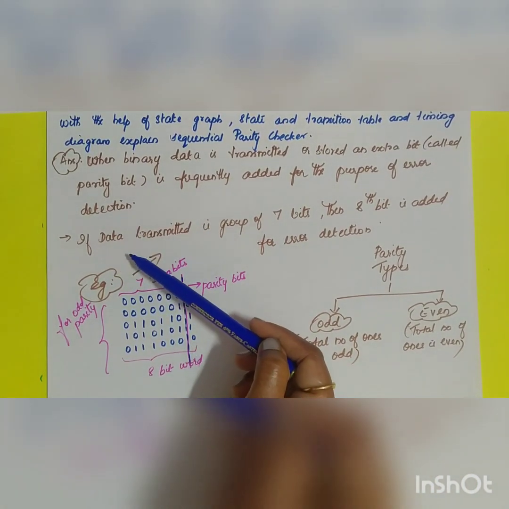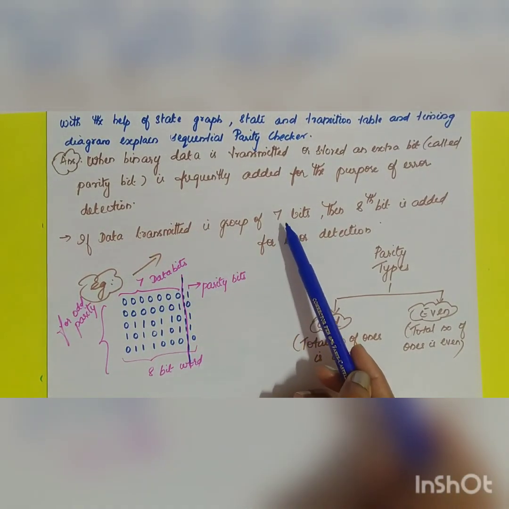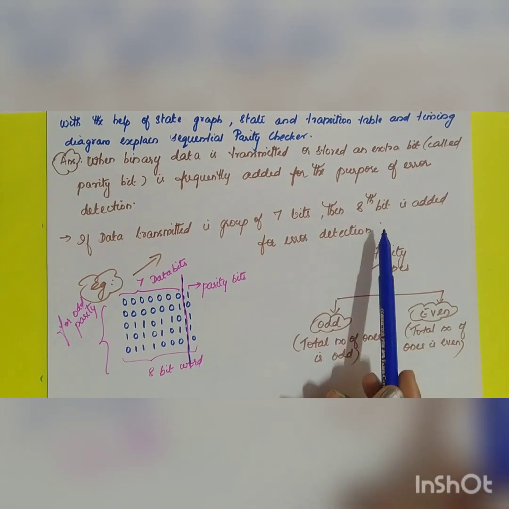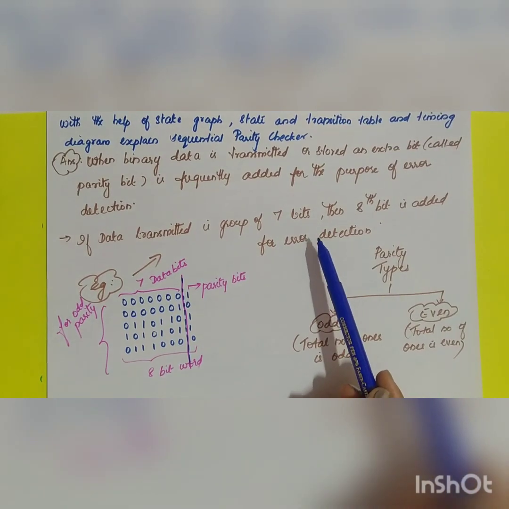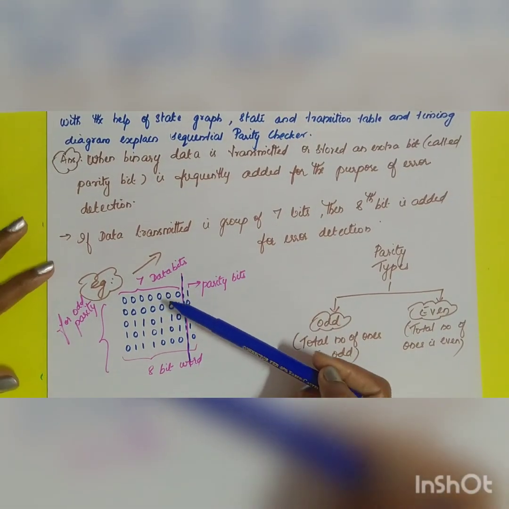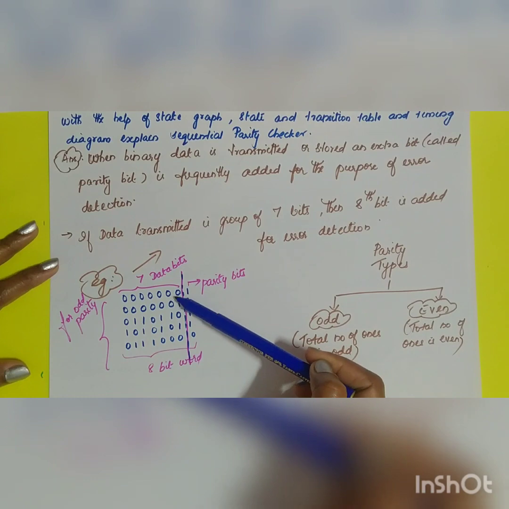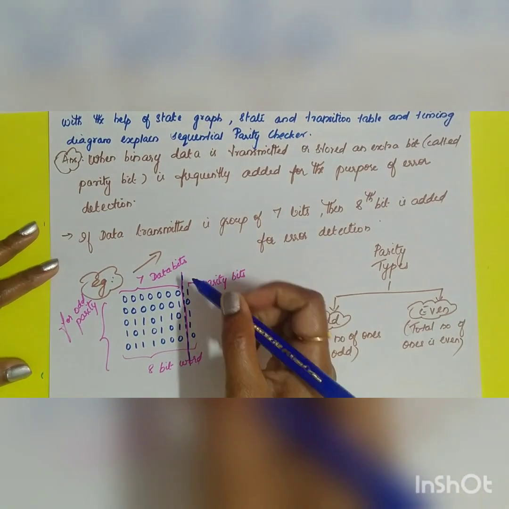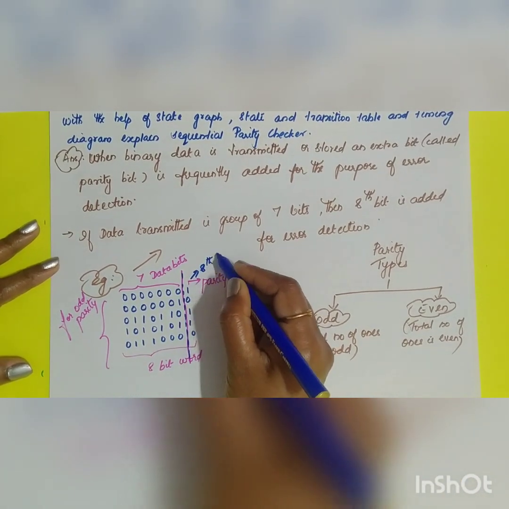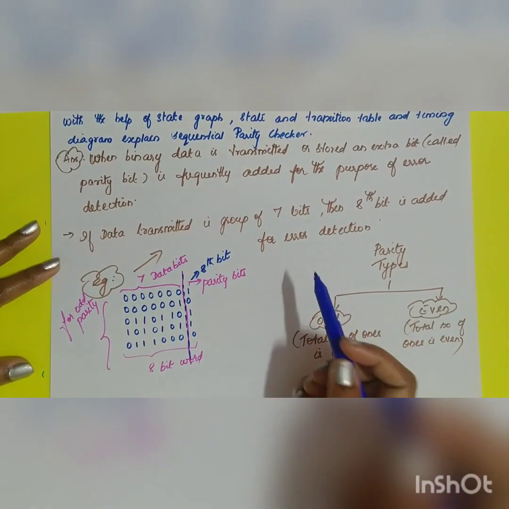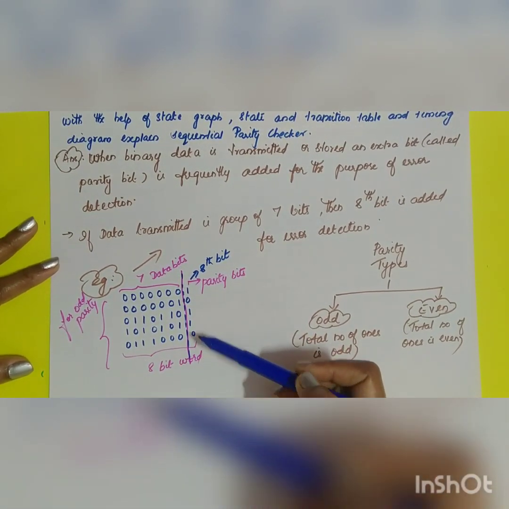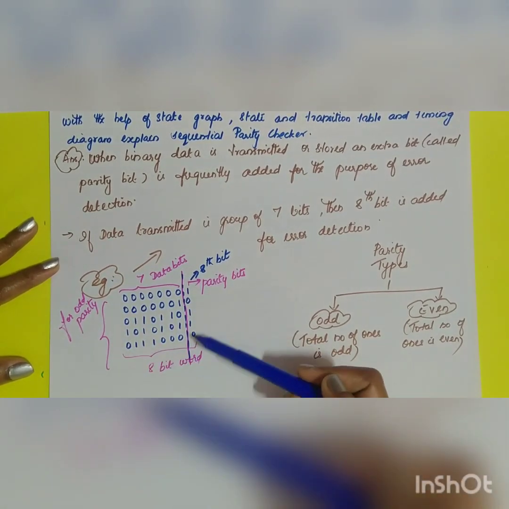If the data transmitted is a group of 7 bits, then an 8th bit is added. The 8th bit will be the parity bit, added for error detection. So this is your example. In this example, you can see that these are your 7 bits, 0000, and it goes on. And you have an 8th bit. That is nothing but your parity bit. So the total of these 8 bits will be your 8-bit word. This is an example for your odd parity.